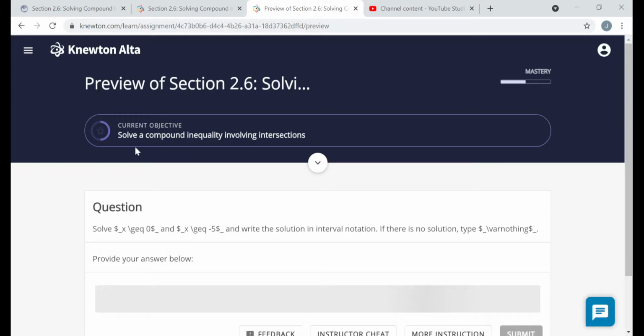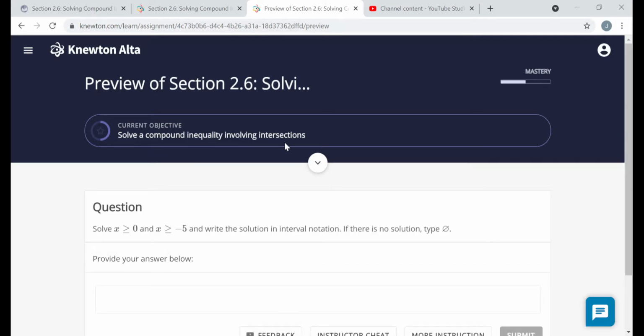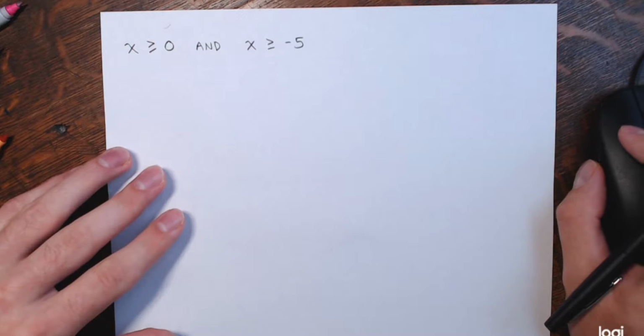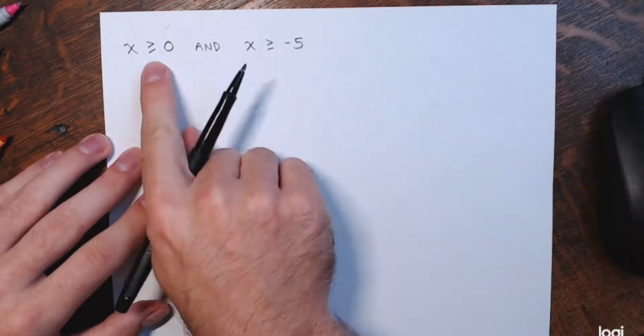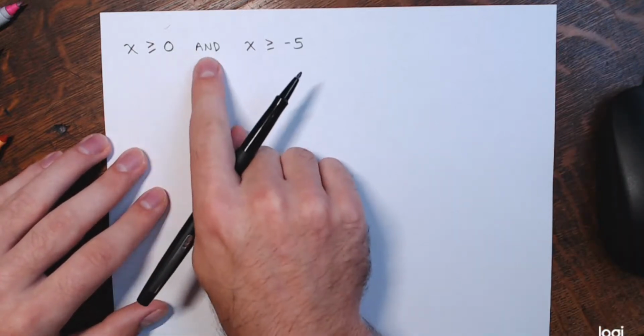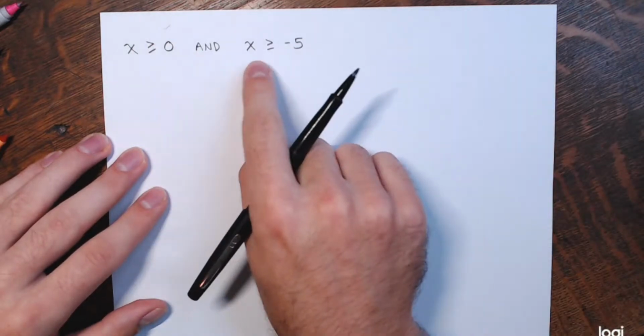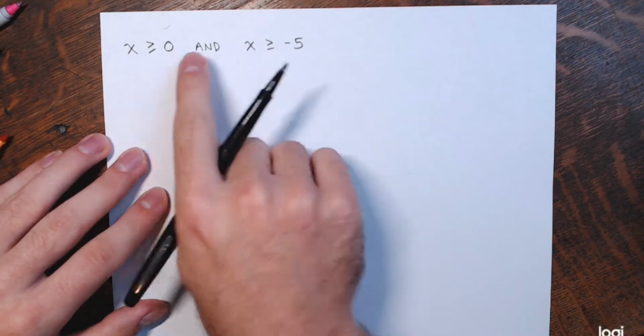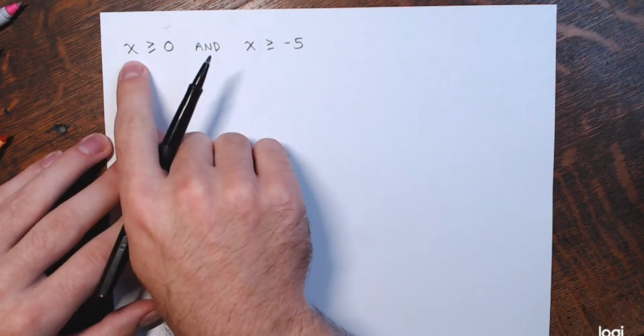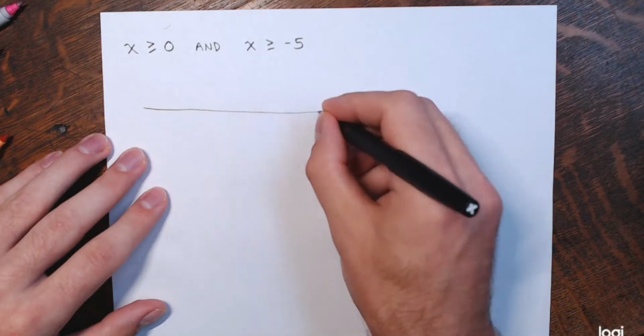All right, so I'm still in that objective involving intersections, right? The word and. So once again, I'll write this out, and we'll graph both of them and look for the overlap, right? Look for the intersection. Okay, so we have x is greater than or equal to 0, and x is greater than or equal to negative 5. Now both of these are already solved for, right? The variable's already alone. So I can go to the graph now.